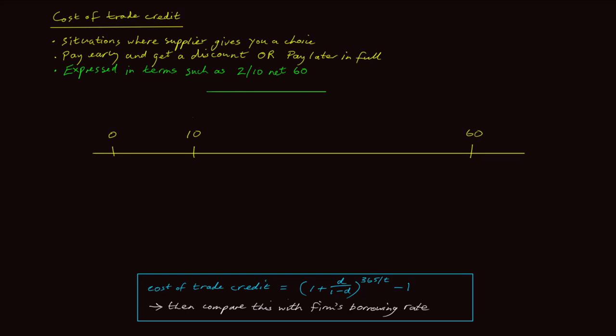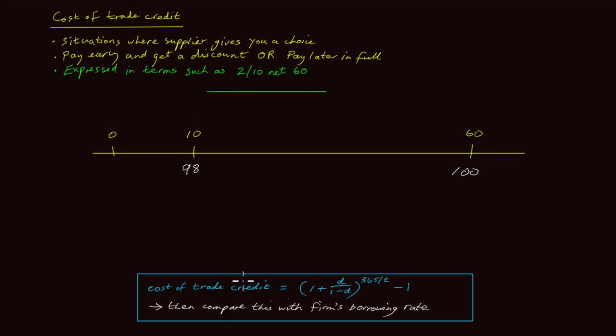Dealing with this on a logical basis is quite easily achieved by assuming a notional amount of 100 Rand for an invoice. If the invoice amount is 100 Rand and we have the choice of taking the discount or not taking the discount, the 2% discounted amount on day 10 would be a payment of 98 Rand.